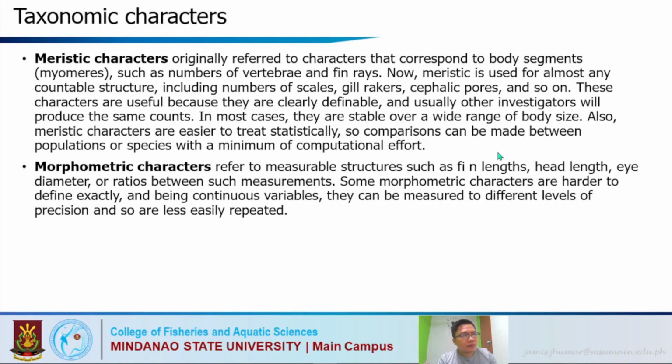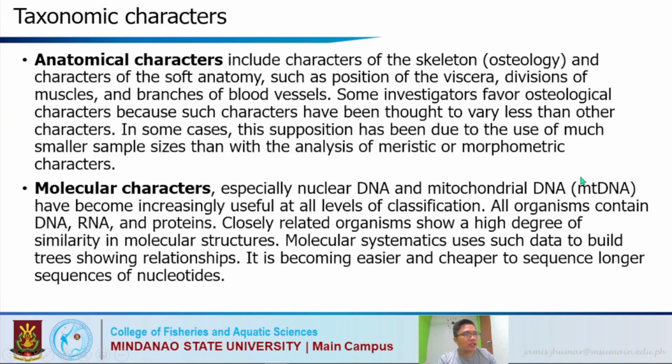And then here the next one is the anatomical characters. No? Anatomical characters basically include characters of the skeleton, osteology, and characters of the soft anatomy, such as position of the viscera, divisions of the muscles, branches of blood vessels. Some investigators favor osteological characters because such characters have been thought to vary less than other characters. No?